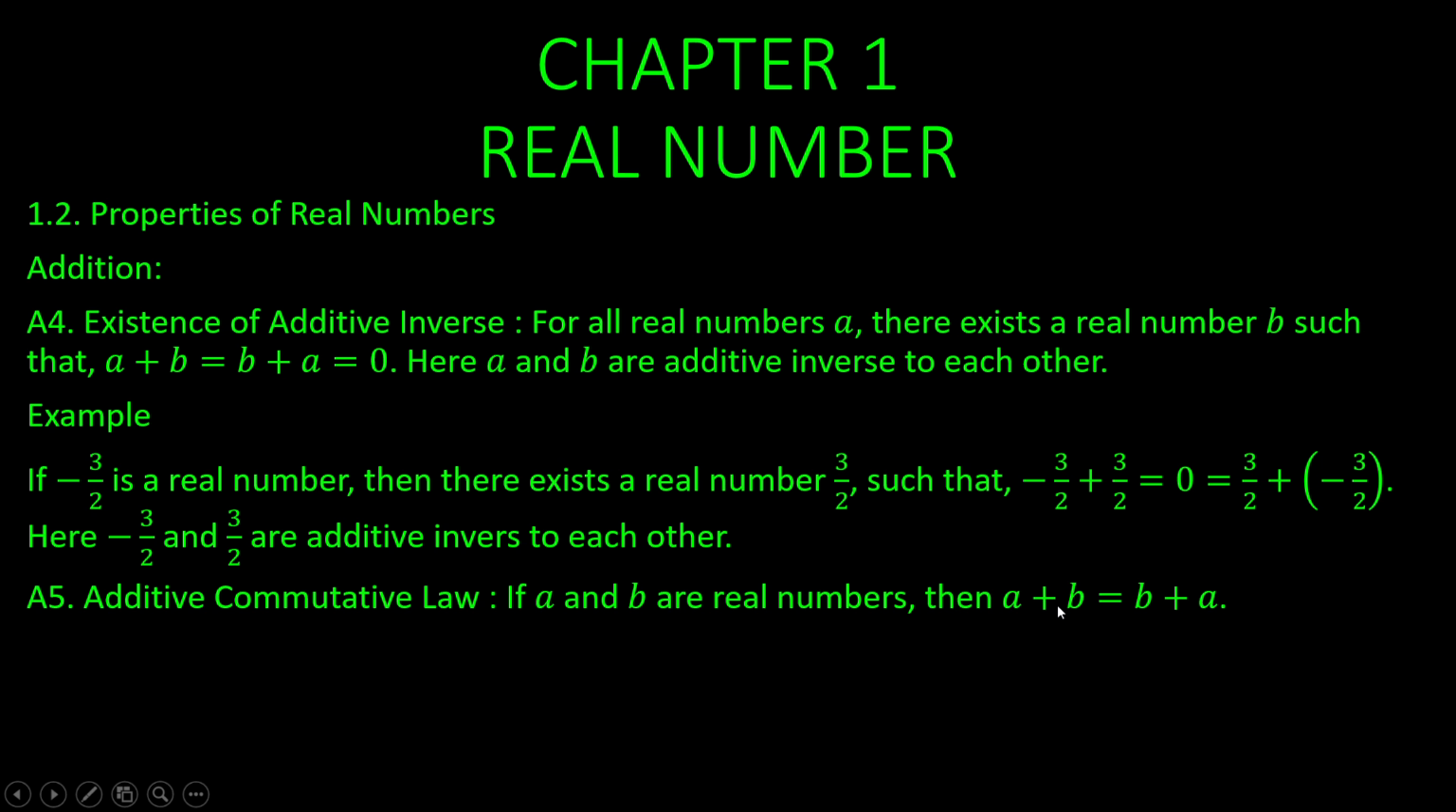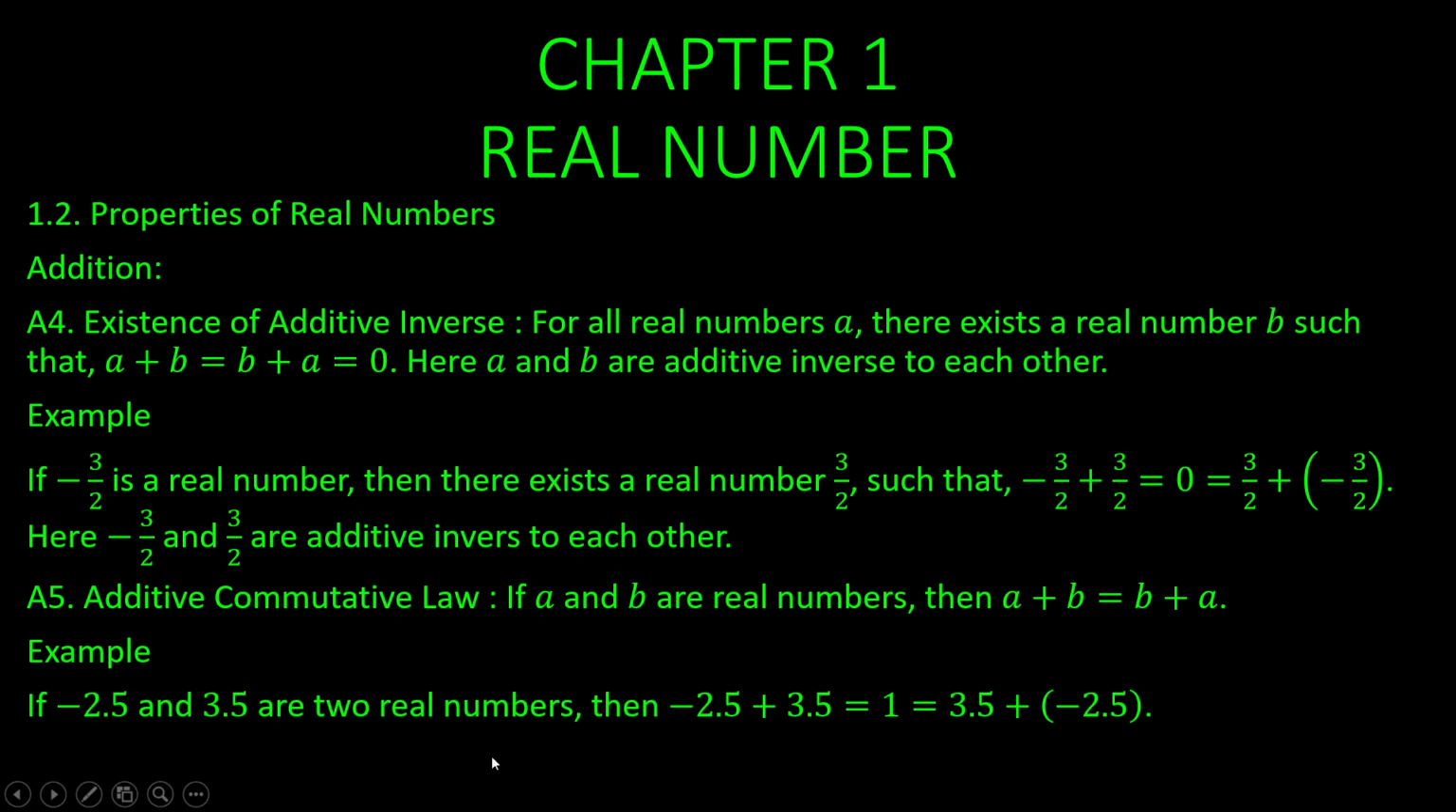A5, additive commutative law. If a and b are real numbers, then a plus b equals b plus a. That means if we exchange the place of the first and second real number, then the sum will remain unchanged.